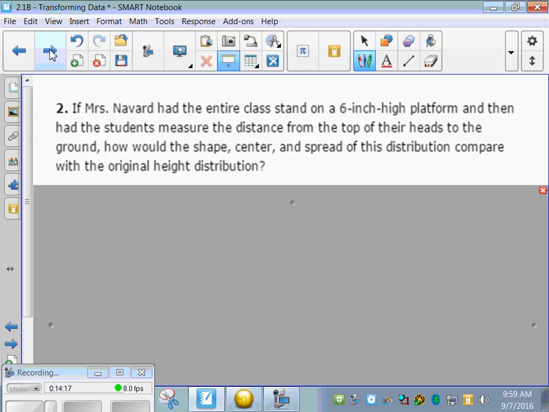All right. Let's look at another one. If Mrs. Navard had the entire class stand on a 6-inch high platform and then had the students measure the distance from the top of their heads to the ground, what are we doing? We are adding 6 inches to everyone's height. Raise your hand if you know what happens to the shape when we add 6 inches. Taylor? Very good. Nothing. It stays the same. We should probably say same. And how about the center, Owen? What happens to the center? Yeah, the center will also add 6, whether that's the mean or the median.